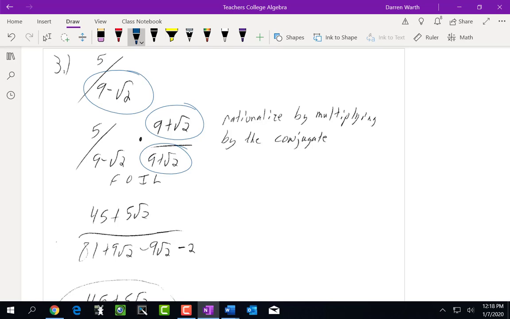So to go ahead and do the numerator, I'm going to go ahead and distribute this on through. So I got 5 times 9 is going to be 45. I got 5 times the square root of 2 is just going to be 5 square root of 2.